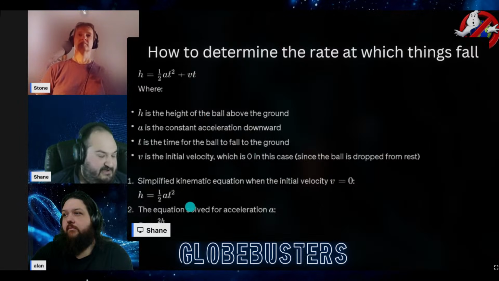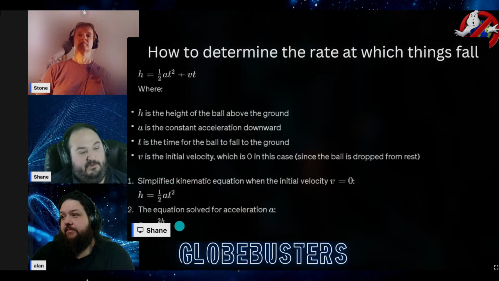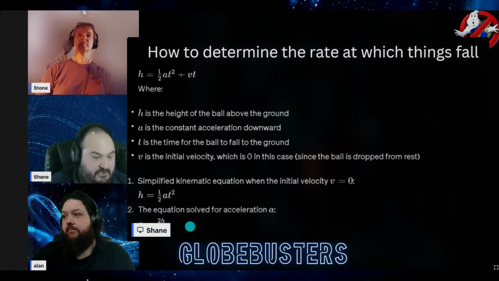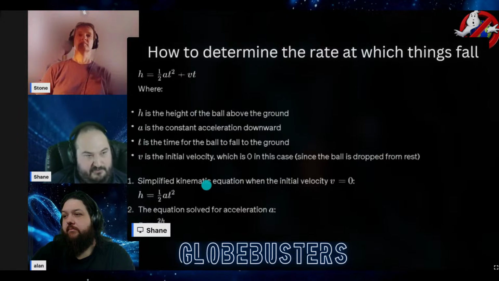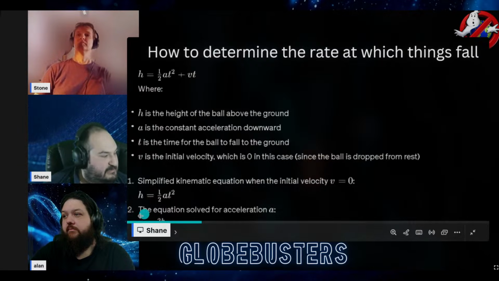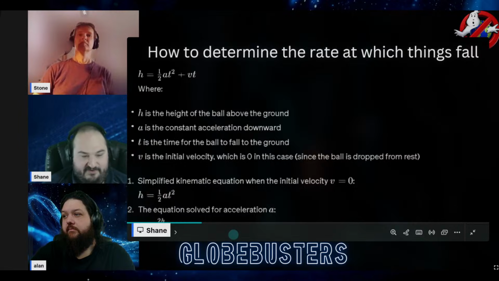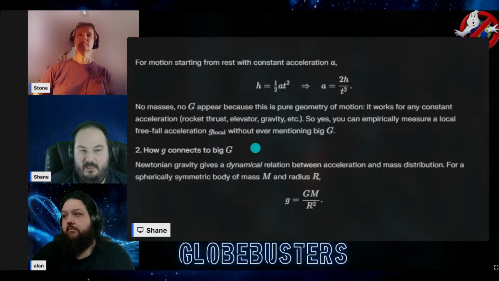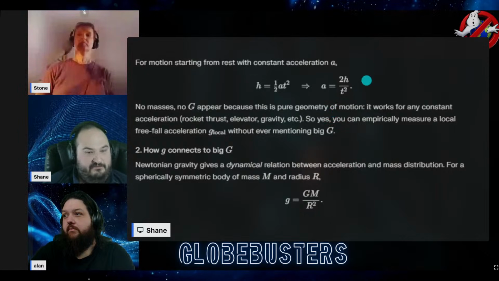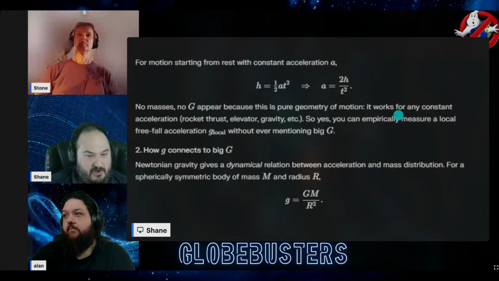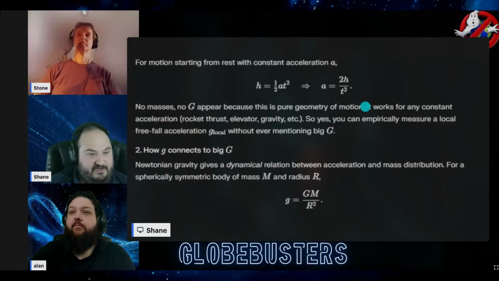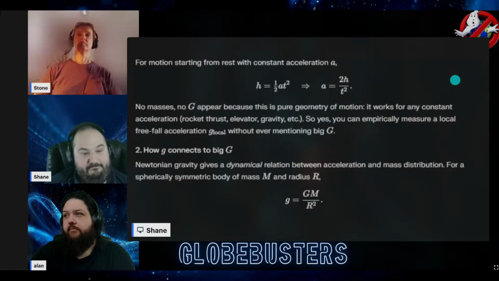So then we simplify it, algebraically shuffle it around, solve for a. We end up with a equals 2 times the height over the time it takes to fall squared. And that is all we're measuring with our gravimeters. This is all what gravimetry is based on, the deviation in this tiny measurement. a equals 2 times the height over the time it takes to fall squared. So again, there's no big G in here because this is just kinematics. This is just motion. This is just an observation of the rate at which things fall. We're doing nothing for the cause for why things fall, just observing and measuring and calculating the rate.